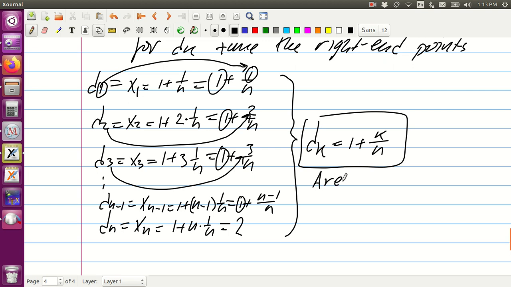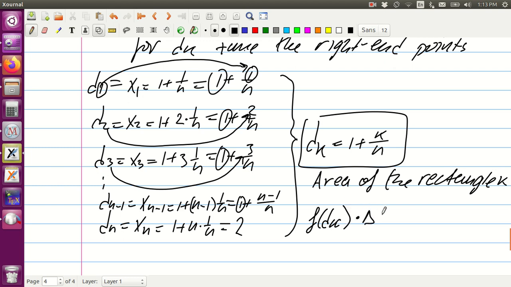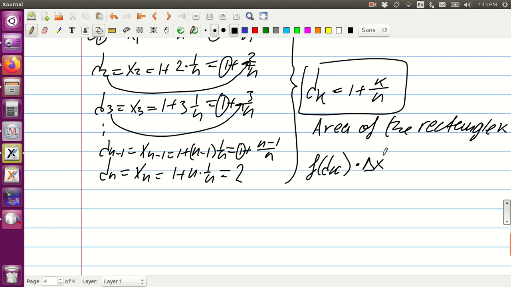So like in the previous example, we can find the area of the rectangle K. So we need to take f of d sub k and multiply by delta x. So area is the height times the width. Our function is f of x equals x, so it's just going to be d sub k times delta x. And our d sub k is 1 plus k over n, and delta x is 1 over n. All right, so this is the area of the kth rectangle.